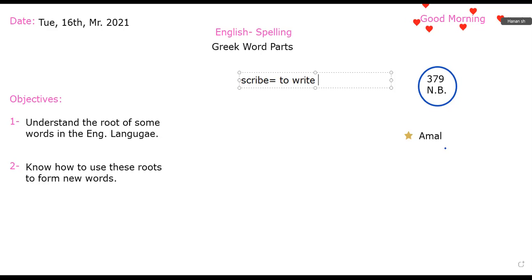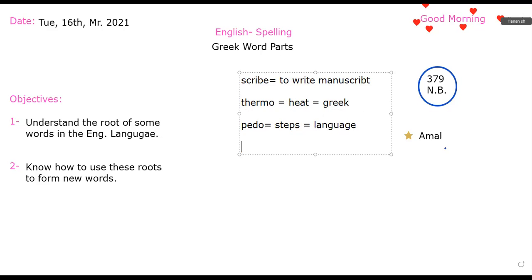Also, what is manuscript? It also has the part script or scribe. So manuscript has also the type of scribe right here. Also, we have thermo, which means heat. And this one comes from the Greek language. And we have pedo, which means steps. It came from the Greek language also. Also, we have bio, which means life. It comes from the Latin.